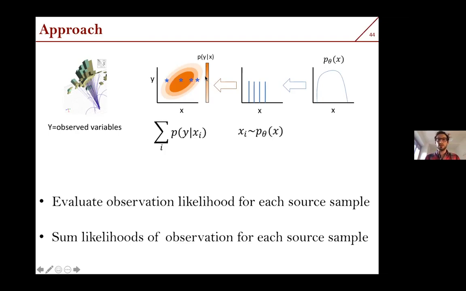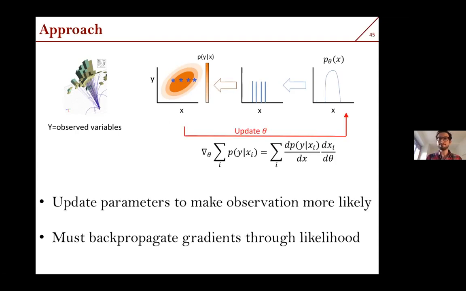So we can evaluate all these values, sum them up, and that gives us an approximation of the marginal likelihood. And nicely, because this is just a sum over these likelihood evaluations, we can take the gradient of this whole sum and pass it all the way back to the parameters of the generative model. Now, the reason we can do that is exactly the same reason we could do that in the previous example.